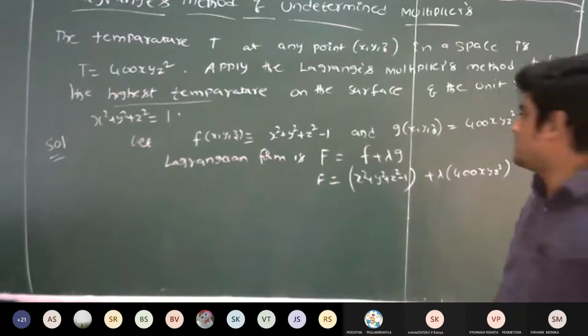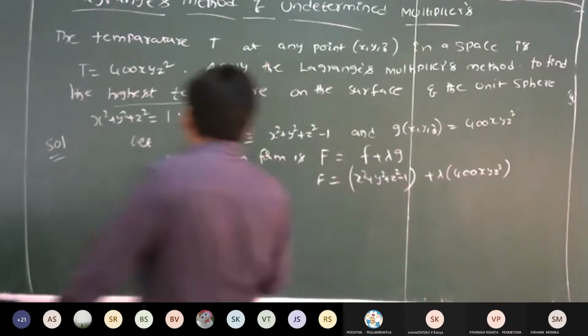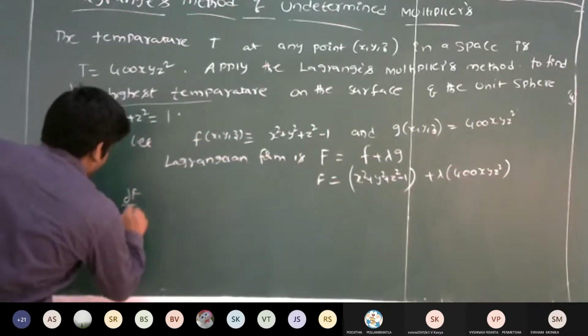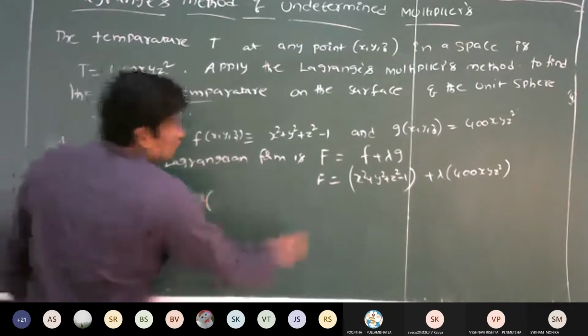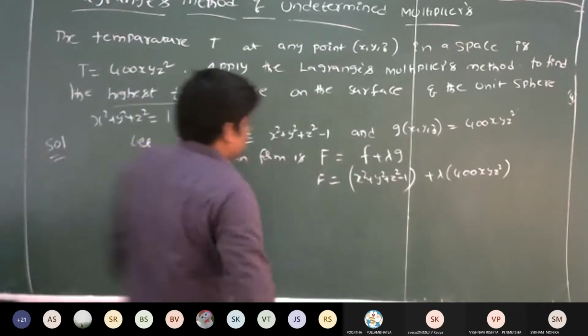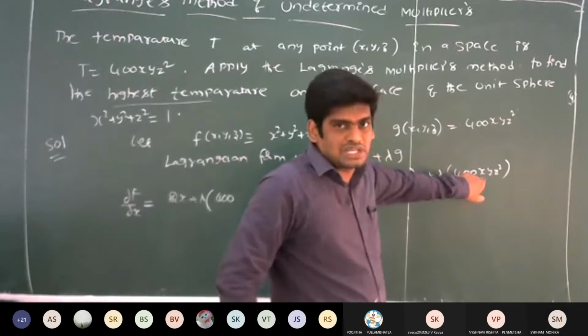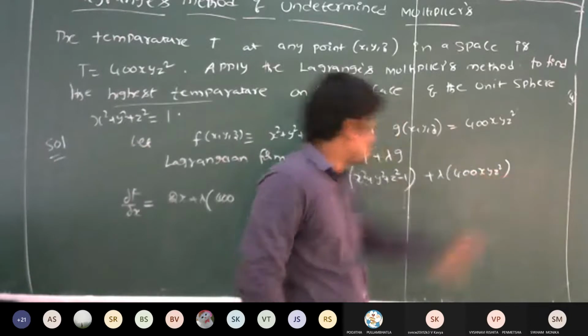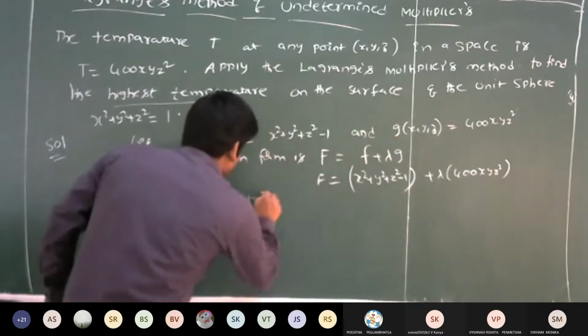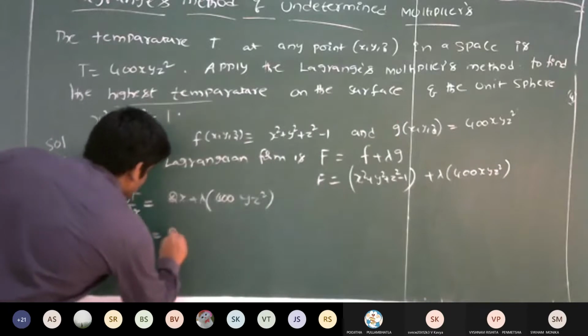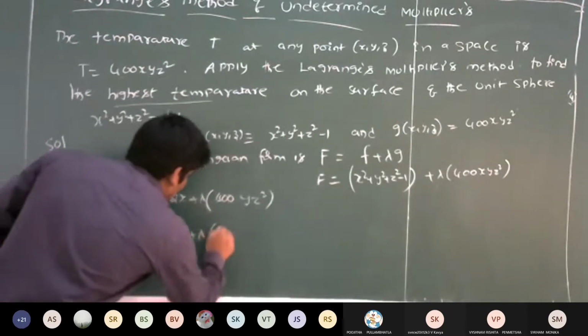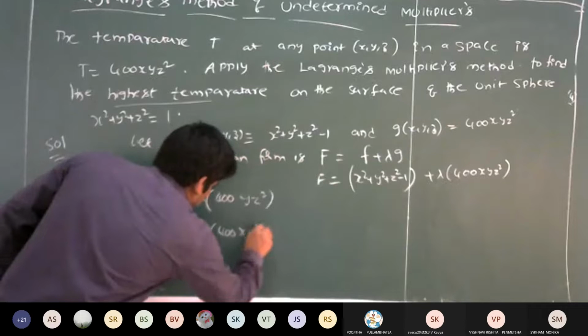Calculate ∂f/∂x and ∂f/∂z. So calculate the ∂f/∂x value. It is nothing but 2x plus lambda into 400. We just differentiate this term partially with respect to x, so that it is y z square. Similarly, ∂f/∂y is 2y plus lambda into 400 x z square.